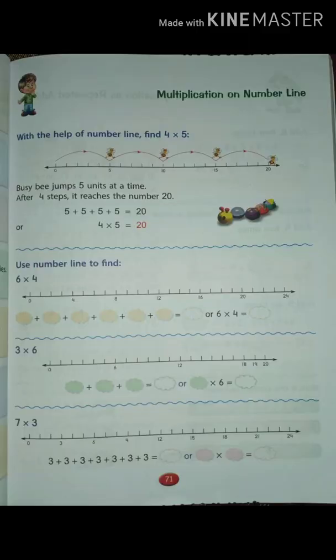Now you have to take out your book at page number 71. You can see multiplication on number line. You have to practice this in your book and your notebook also, and you can take some more numbers to practice it more. Okay. So I hope you got the topic.